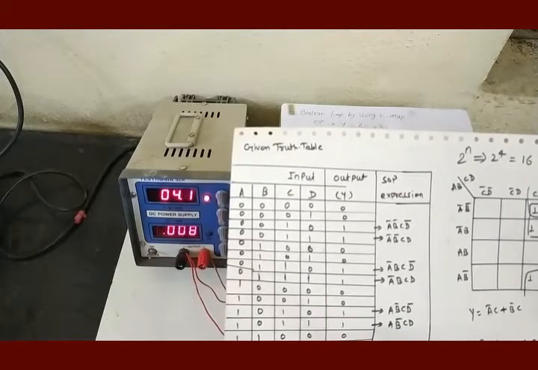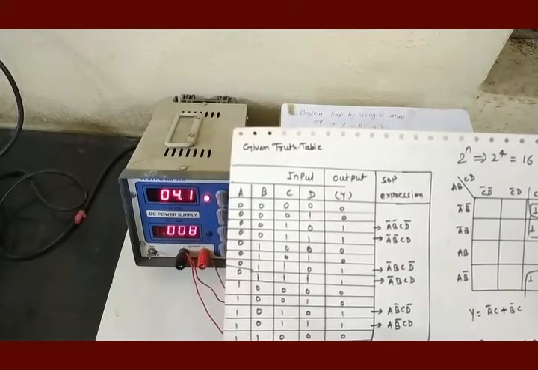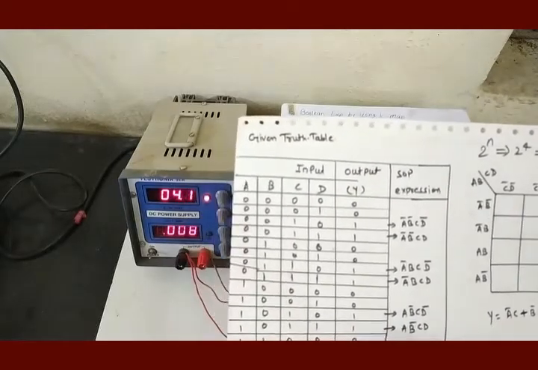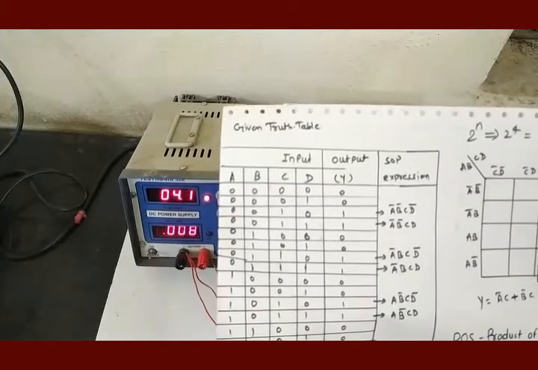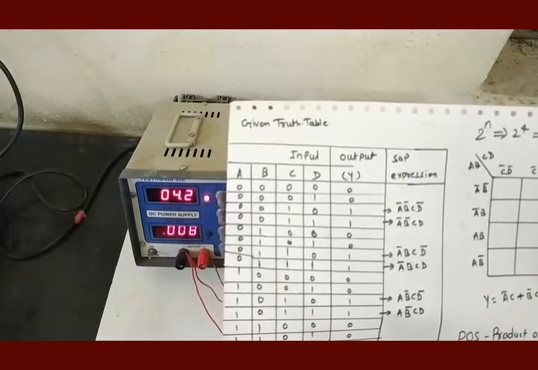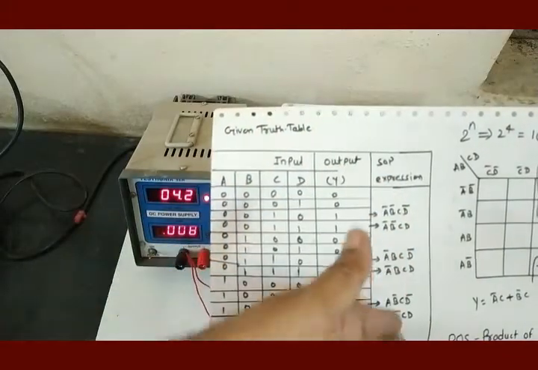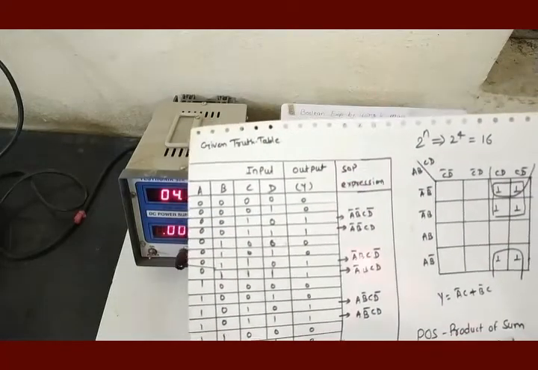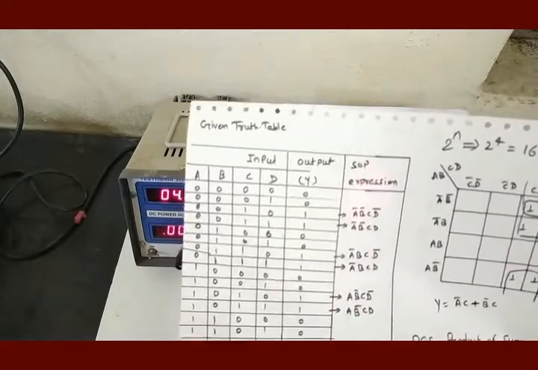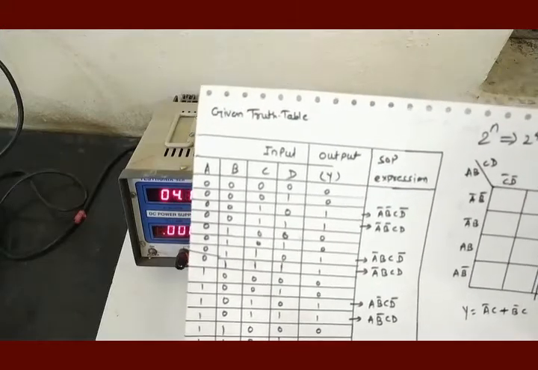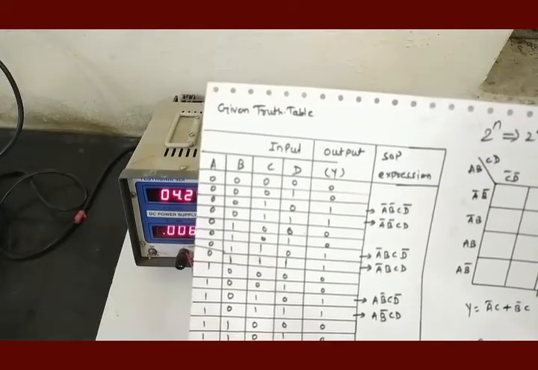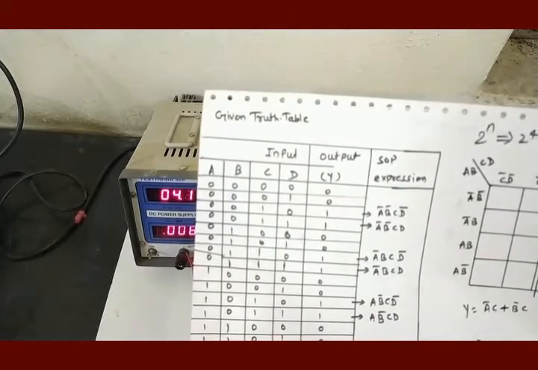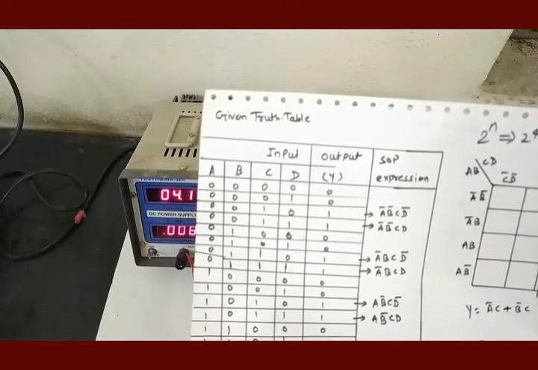What thing you have to keep in mind? Whenever 0 appears, put a bar over that variable. Wherever 1 appears in the input, don't put a bar, simply write the name of the variable. That will give us 16 fundamental products in this last column. First fundamental product, A bar, B bar, C bar, D bar. Second fundamental product, A bar, B bar, C bar, D. Third fundamental product, A bar, B bar, C, D bar. Fourth fundamental product, A bar, B bar, C, D and so on.